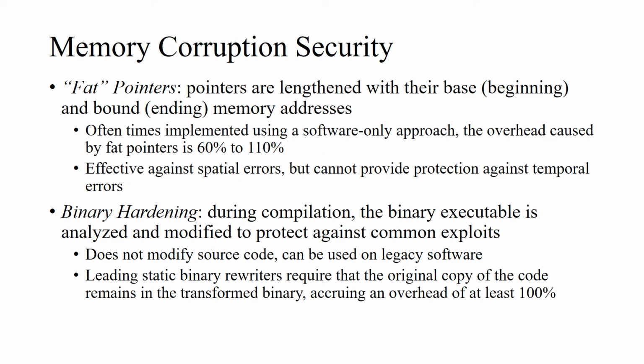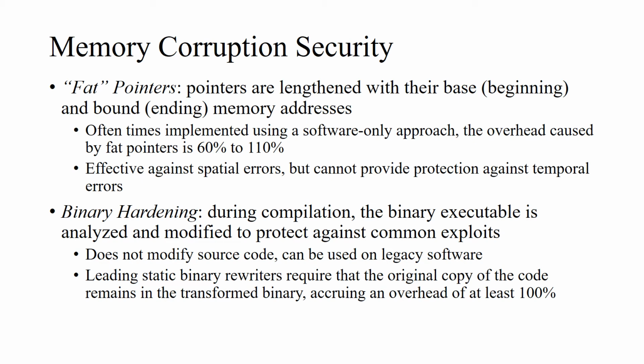Existing security features for memory corruption involve the lengthening of code pointers or a process called binary hardening. Each has its drawbacks. The concept of fat pointers is to encode code pointers with their base and bound, and each time this pointer is accessed, the current memory address is checked to see if it remains within these boundaries. Although this is effective against spatial errors, fat pointers have little to no impact on stopping temporal errors. Another drawback is the large overhead increase caused by software-only implementations.